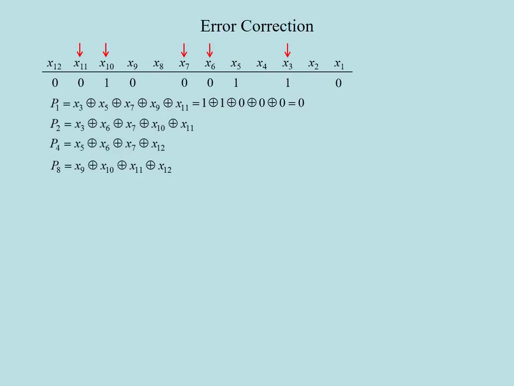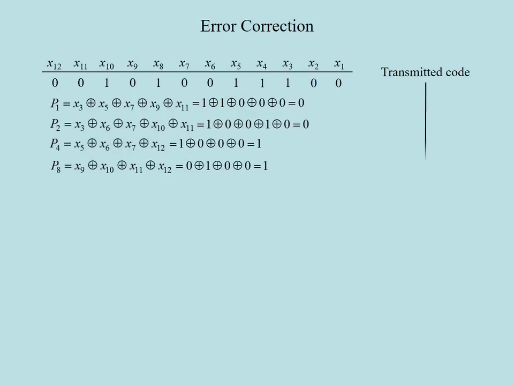Next, P2 will be XOR of 1, 0, 0, 1, 0, which is 0. There are 4 data bits to be XORed to obtain P4, and the result is 1. Finally, P8 too is found to be 1. Having completed the parity bits of the message, it can now be transmitted to the receiver.